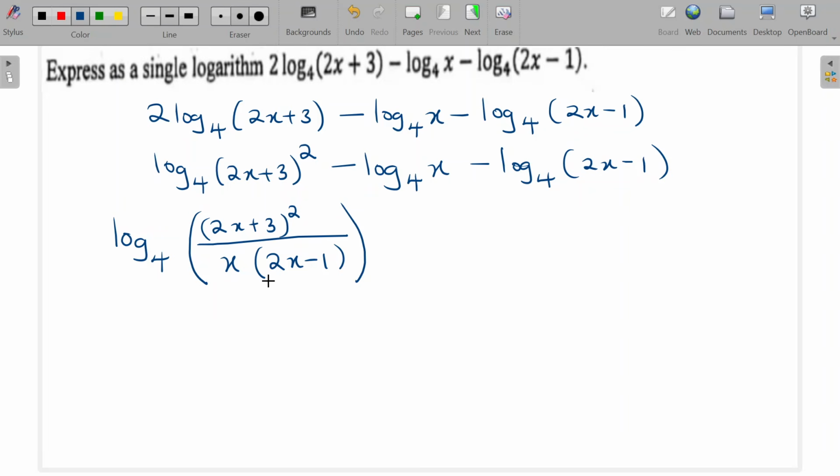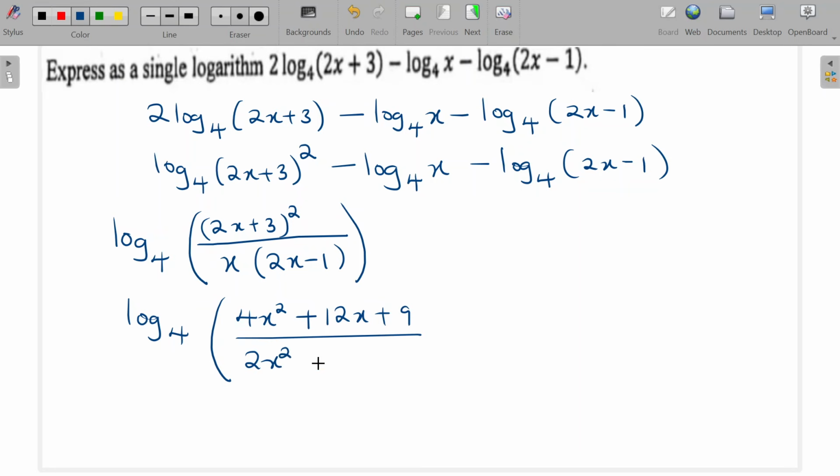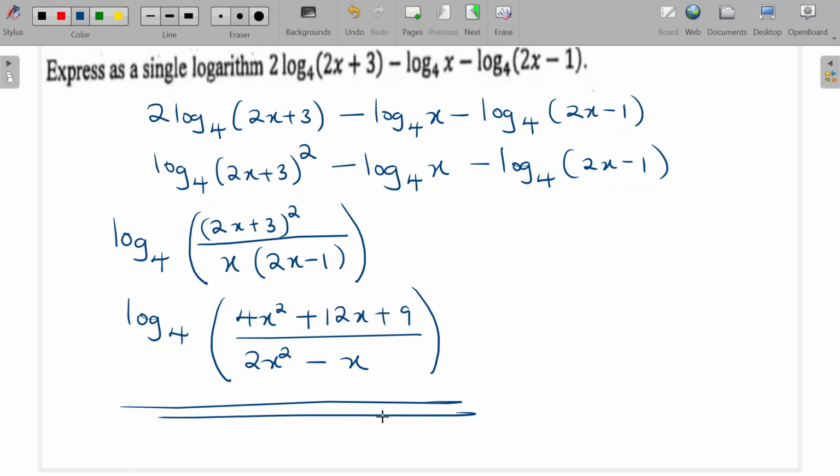The only thing you can do now is to simplify this. You're going to have log base 4, then on top 4x squared plus 12x plus 9, and at the bottom you're going to have 2x squared minus x, and that will be your answer. Are we together?